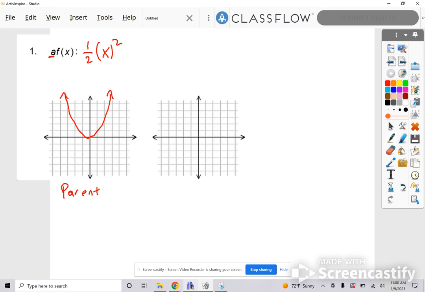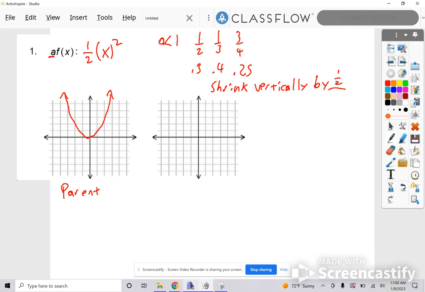Okay, well, if that number out front, in this case a, is less than 1, meaning we have a fraction, something like 1/2, 1/3, 3/4, or a small decimal, 0.3, 0.4, 0.25, okay, then that will be true for these guys. And what that's going to do is it's going to shrink vertically by whatever that number is, in this case, 1/2.